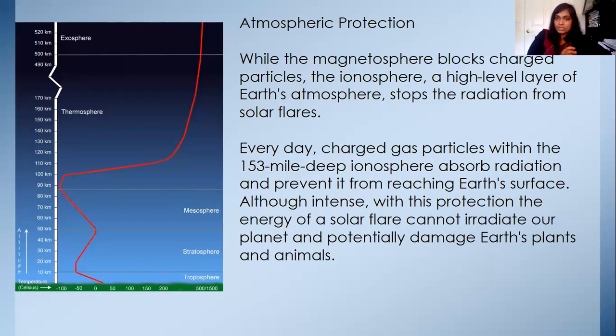So every day, charged gas particles within the 153 mile deep ionosphere absorb radiation and prevent it from reaching Earth's surface. But there are places where, when we receive high intensity solar flares, we receive it. I still remember in 2016, in the middle of winter, we received a huge solar flare, and in Chicago, we had summertime in the middle of winter.